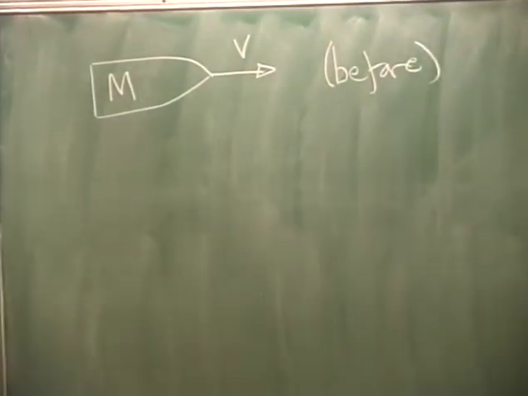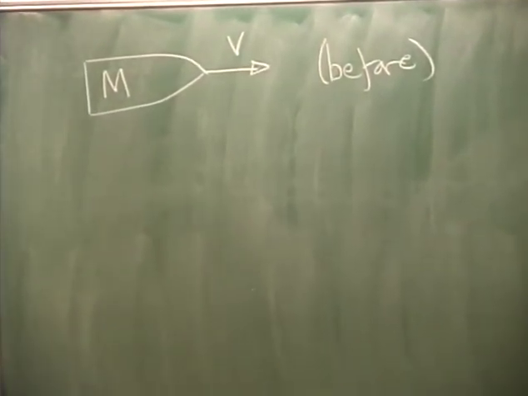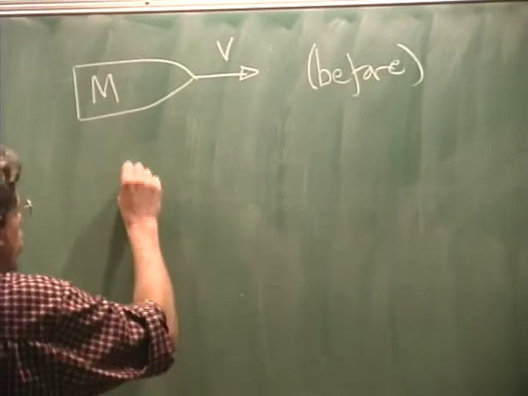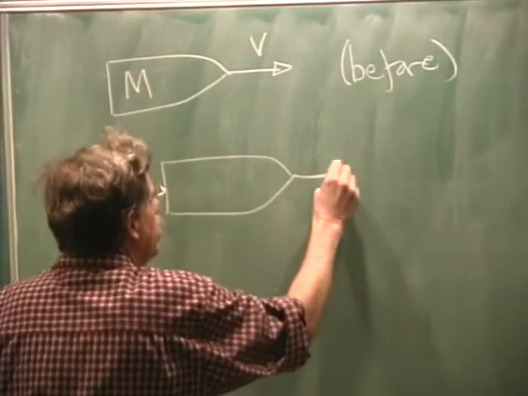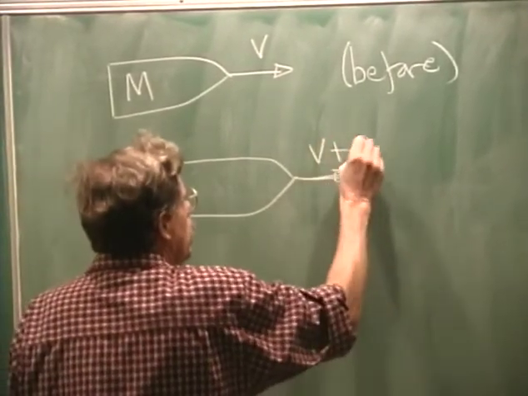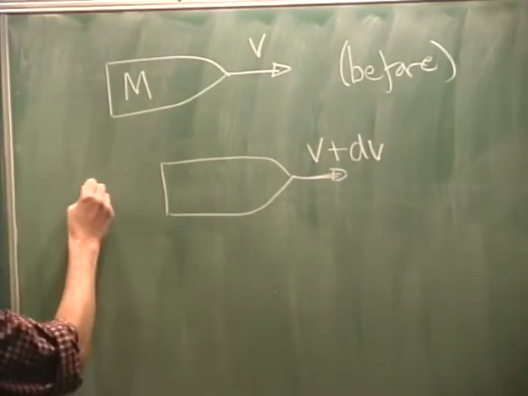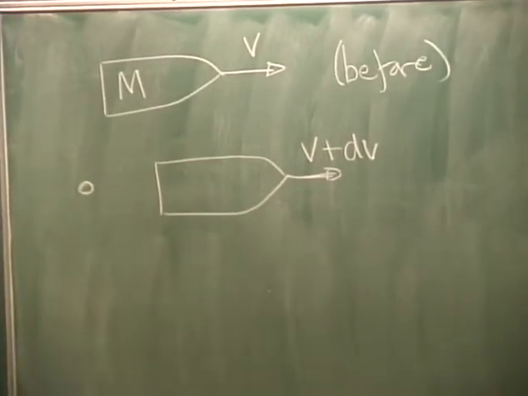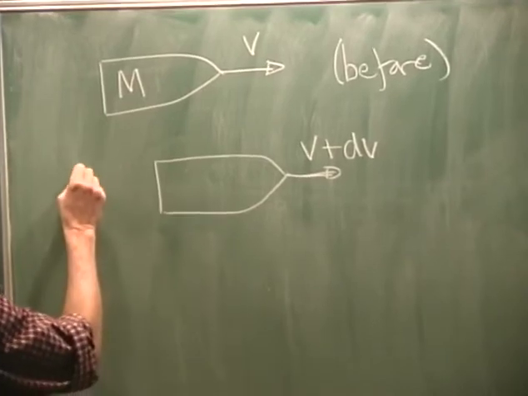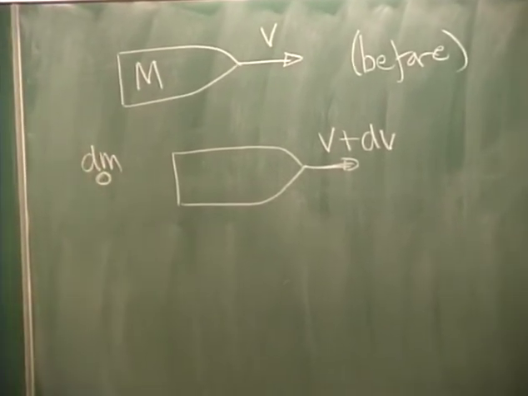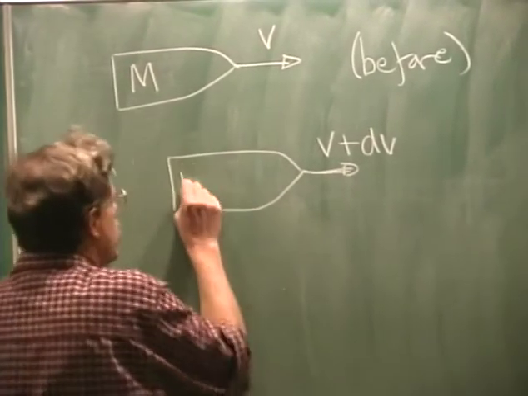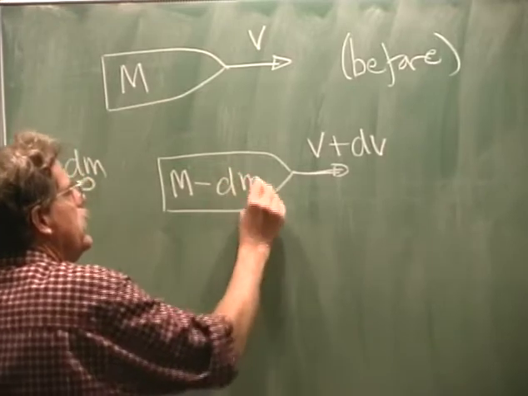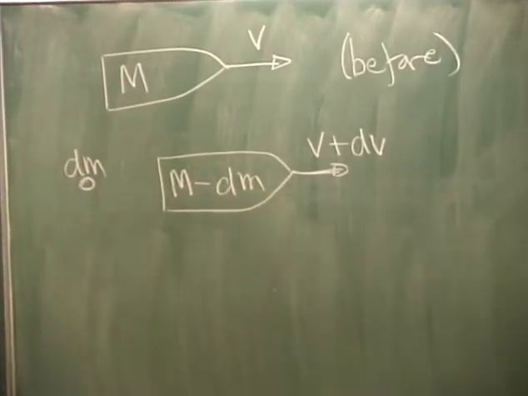But here's the scene before, and now I'm going to watch the process when it expels the next little lump of snow out the back. So here it is. And it's now going a little bit faster. Let's call it v plus dv. And it has meanwhile expelled a lump of snow, exhaust, in the amount dm. That's the mass of the stuff that it's expelled. So its mass is now M minus dm, because it's thrown dm out the back window.